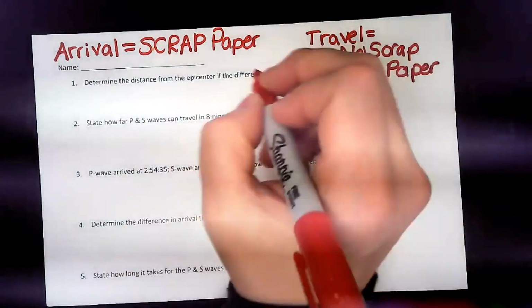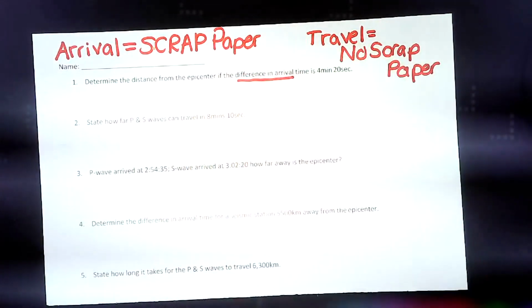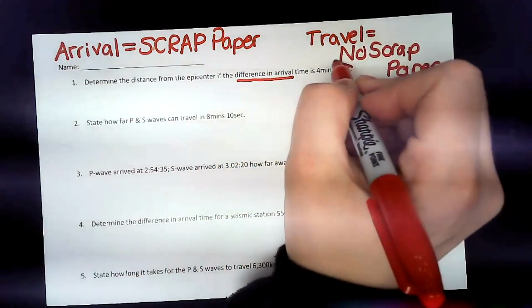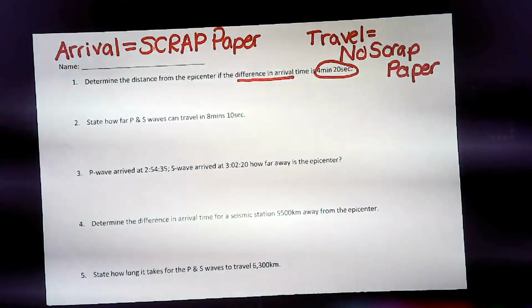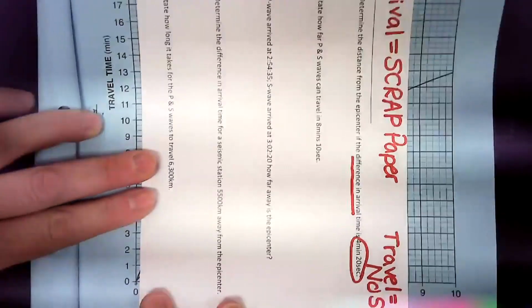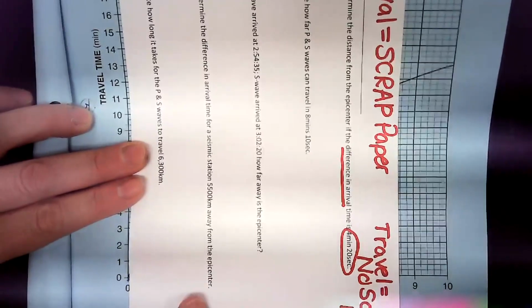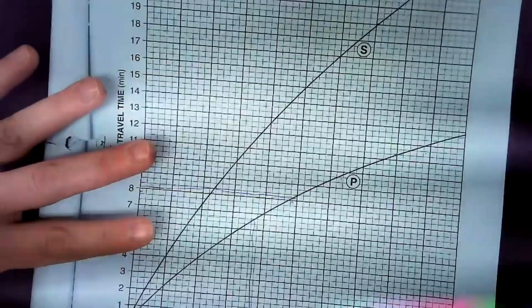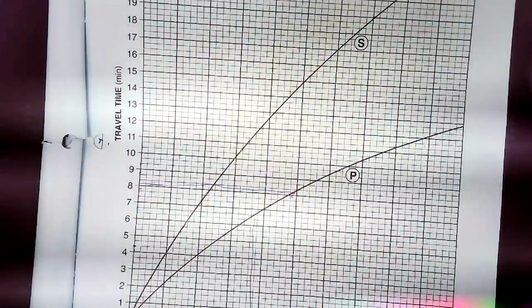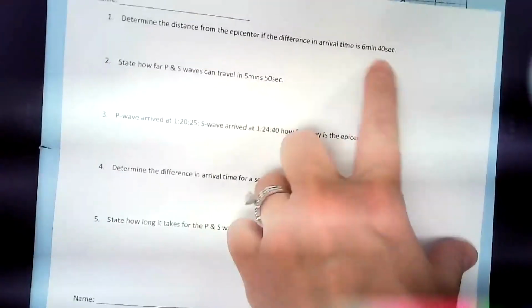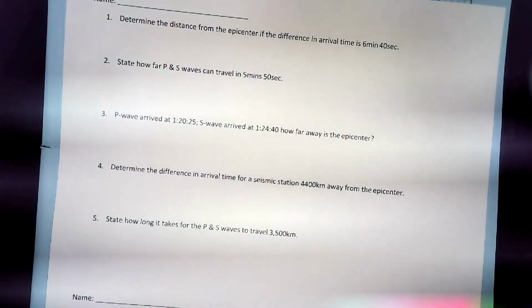So to start with, number 1 says difference in arrival. I gave you a time. So we do scrap paper stuff on the time side. So we do the scrap paper. We start out on the time, and I gave you a time of, oh, this is yesterday's. So hang on, didn't give you 4:20. Gave you a time of 6 minutes and 40 seconds.